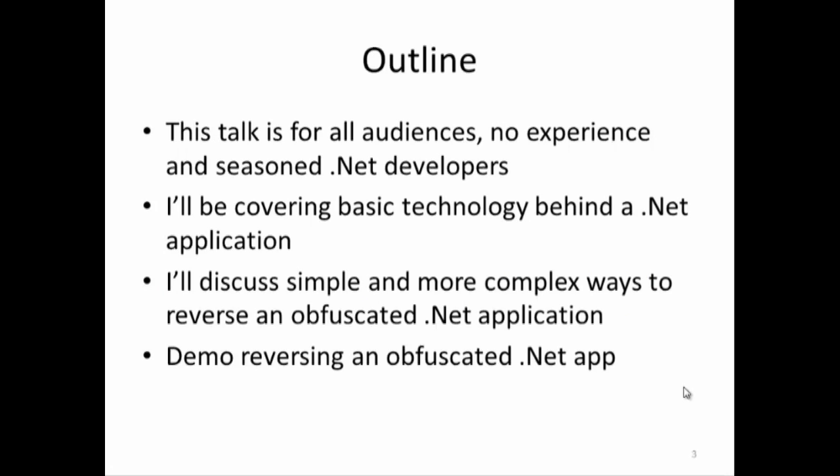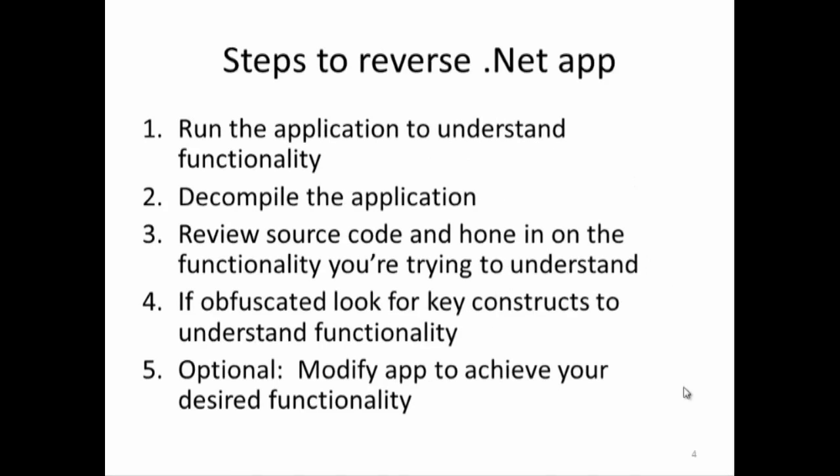So the outline is basically this. This discussion is for all audiences. You can have either no experience or be a seasoned .NET developer. Hopefully we'll go over some of the basics initially, that brings everybody up to speed. We'll get that out of the way, and then we'll start discussing more complex ways to look at a .NET application, especially one that's been obfuscated. And we'll see how to go through that process. Also, I'll be demoing this application and how you go about reversing something that's being obfuscated.